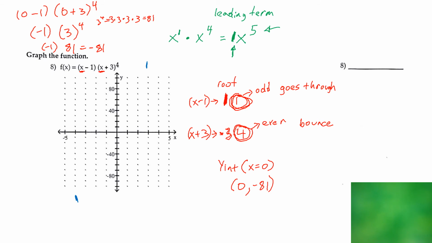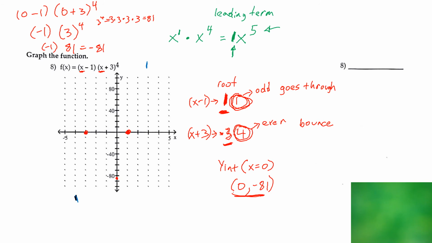We now have enough information to start graphing. So let's plot these points. We said one of the roots was at 1, so we put a point at 1. Another root was at negative 3, so we put a point at negative 3. Another point was at 0, negative 81, so we put a point there. And each of these points represent stops that we have to make when we make the graph.